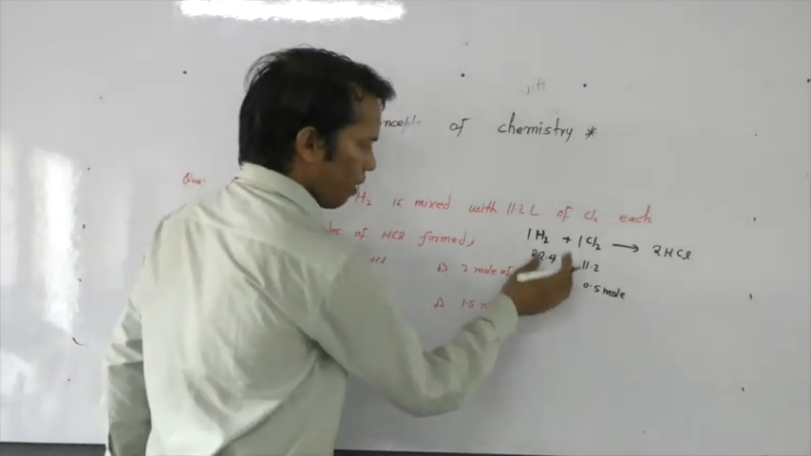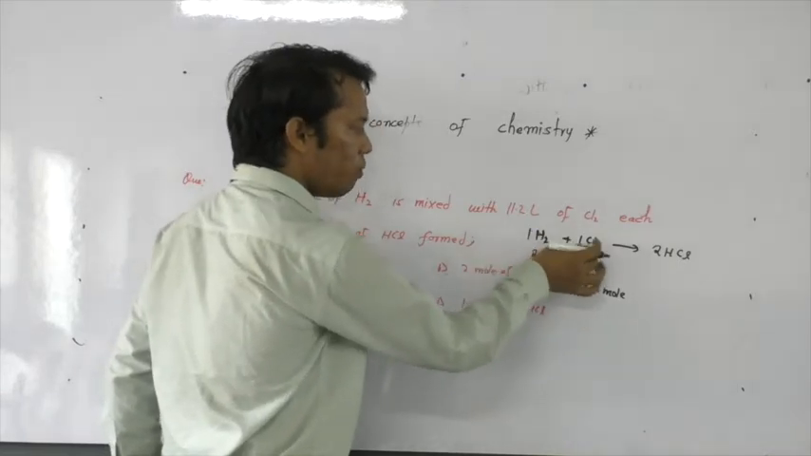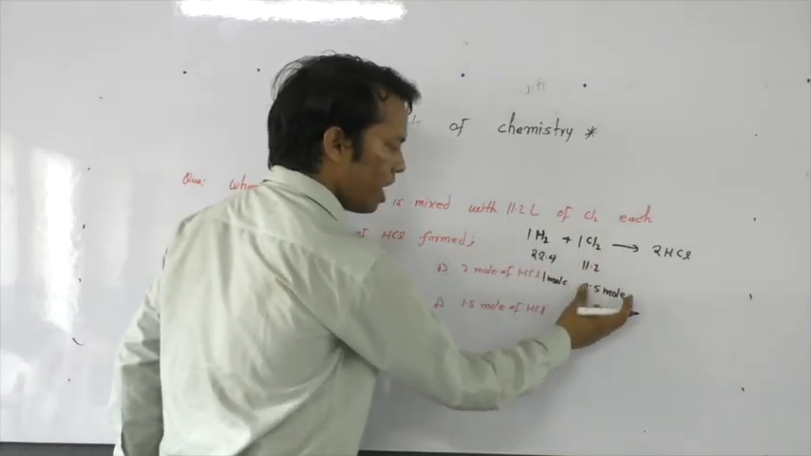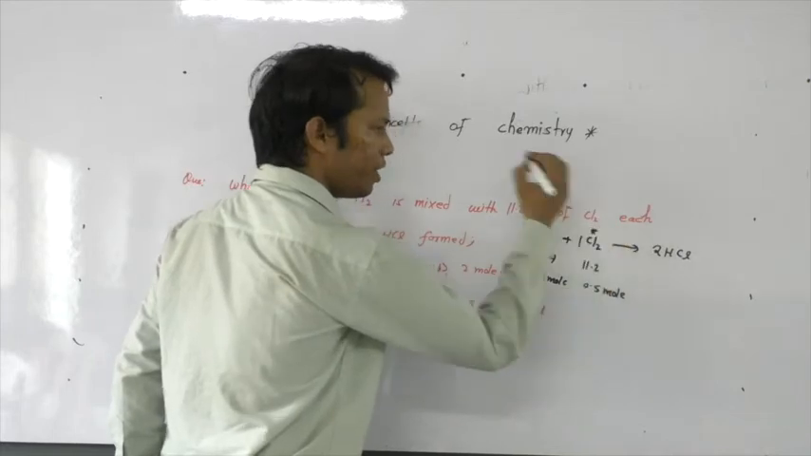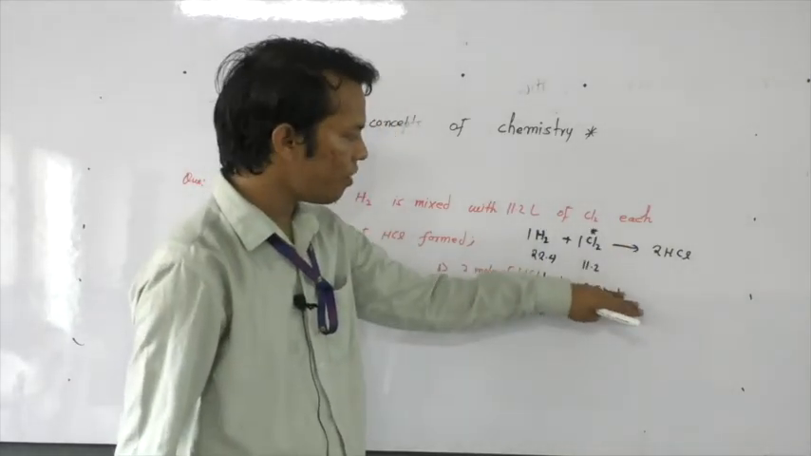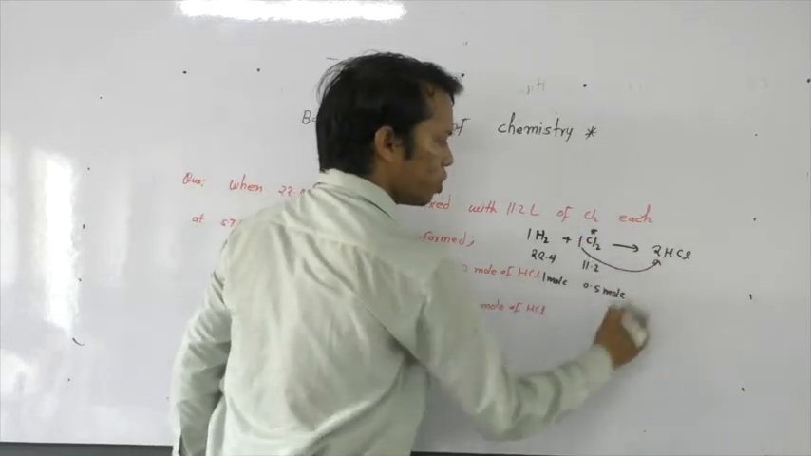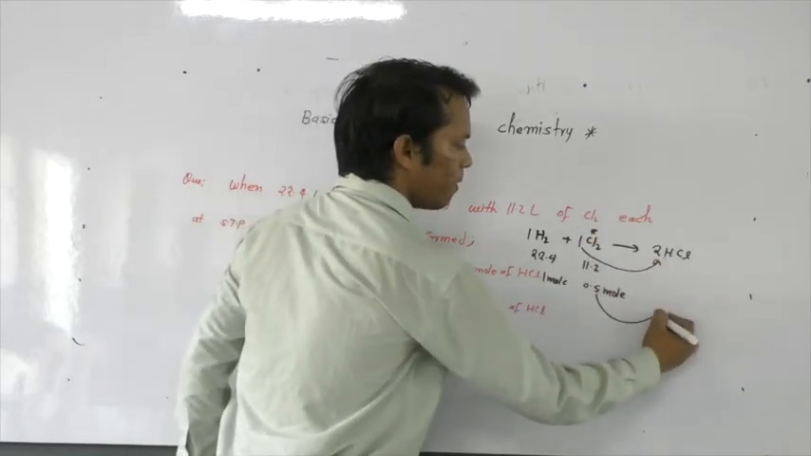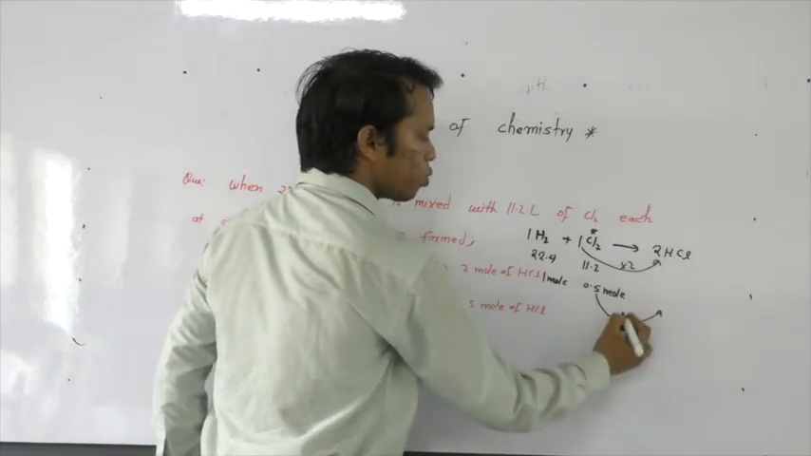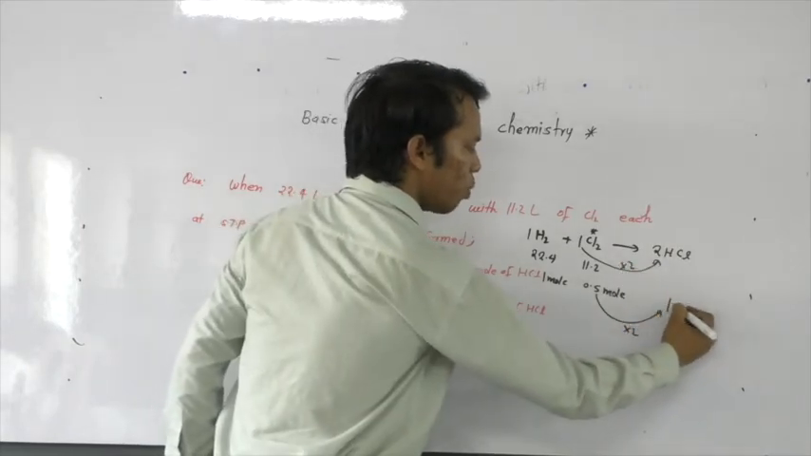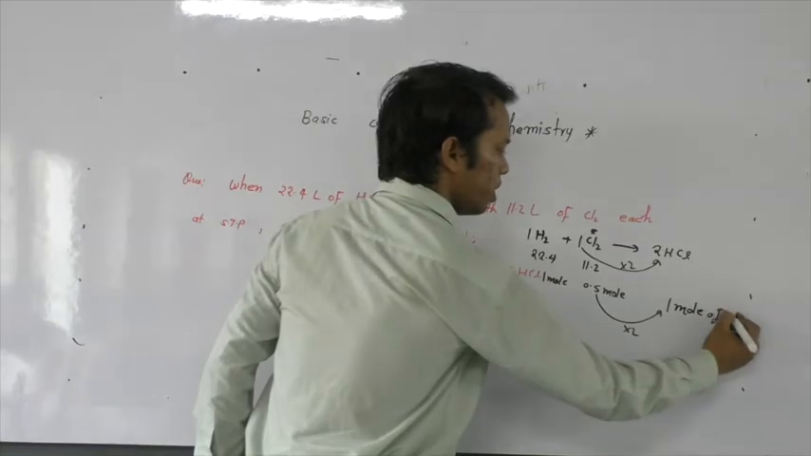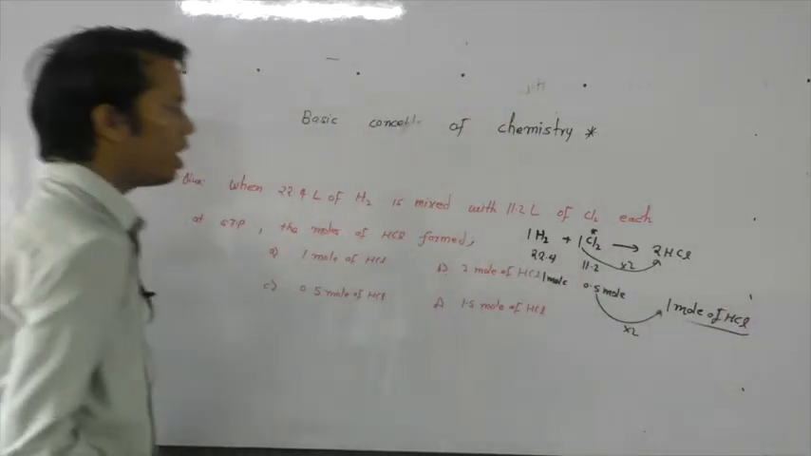Now you apply the concept of limiting reagent. 1 mole of Cl2 is required and you are taking only 0.5 mole. So this is your limiting reagent, and it will decide the product HCl. 1 mole gives you 2 mole of HCl, so 0.5 mole will give you twice that, which is 1 mole of HCl. So this will be your answer: 1 mole of HCl.